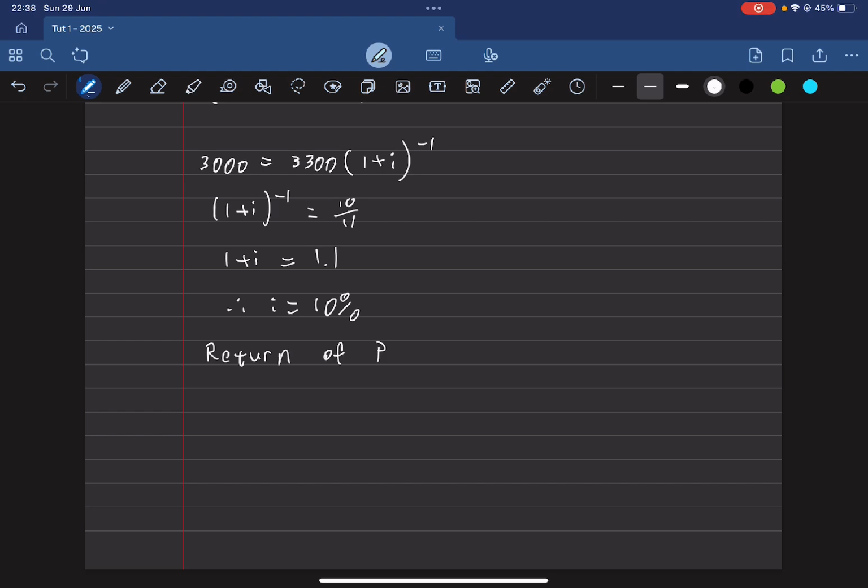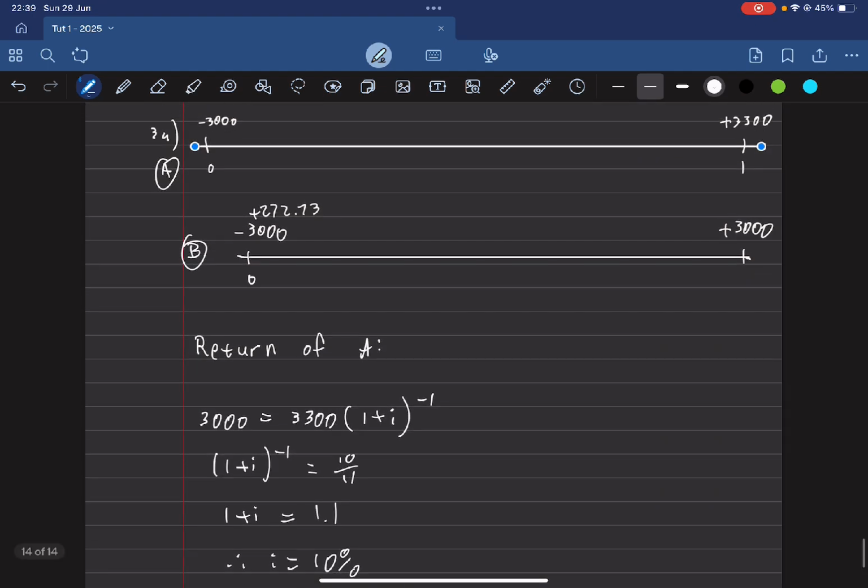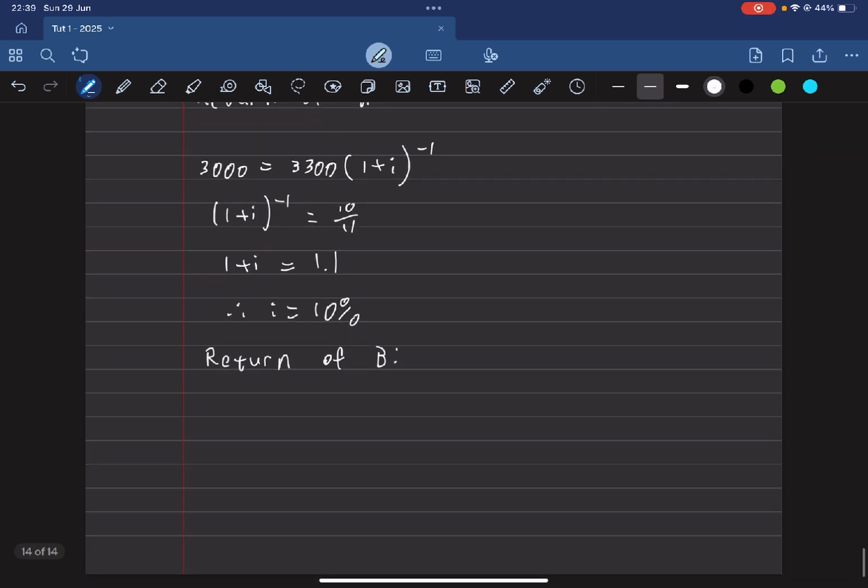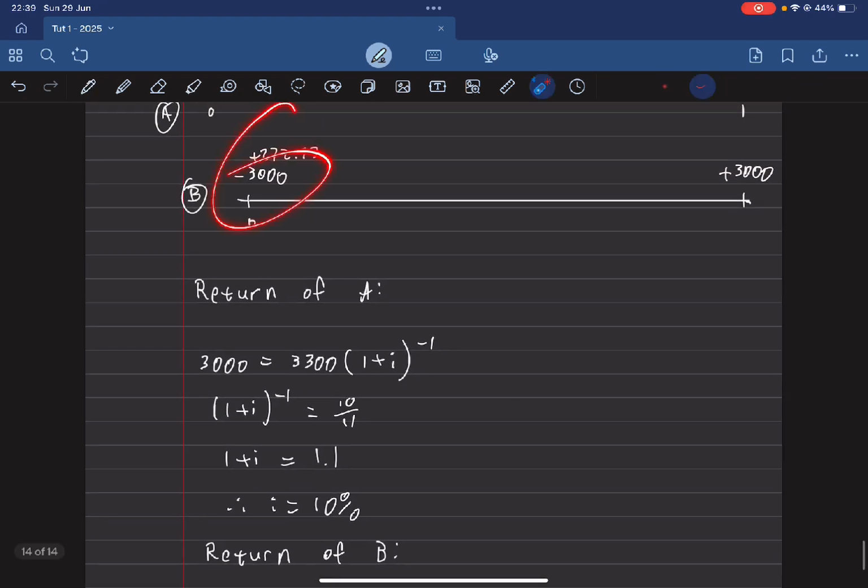The return of B. Okay. So basically, she's not actually depositing 3,000 because she's getting some of it back. So we'll work out what the overall effect is. So it'll be 3,000 minus 272.73. So that's like your expense at the beginning of the year, and then she gets 3,000 at the end.